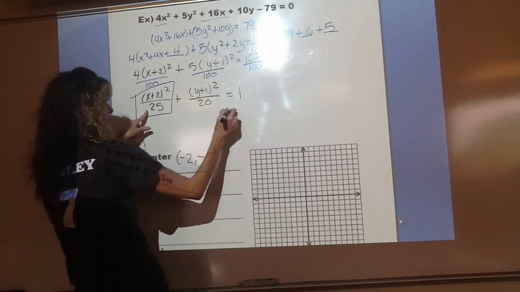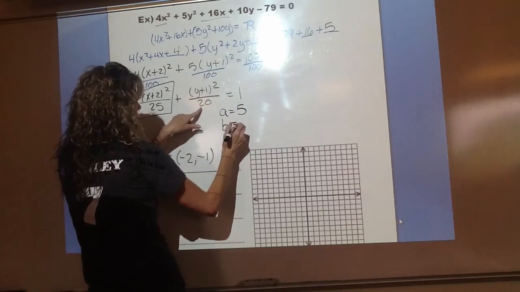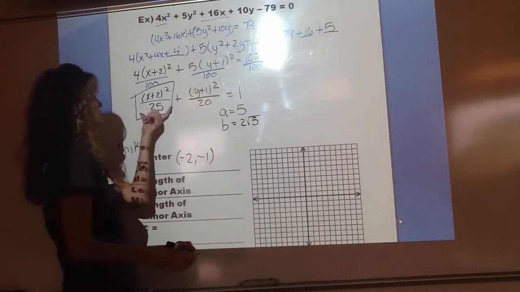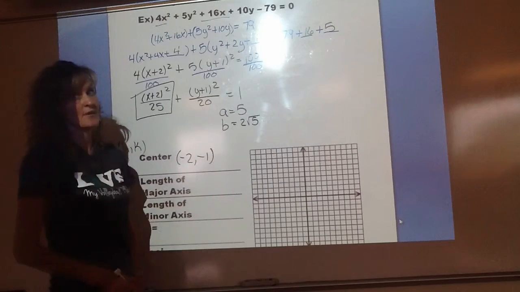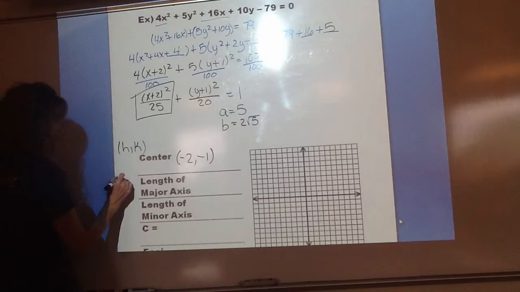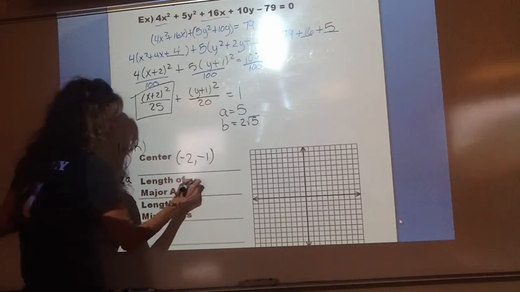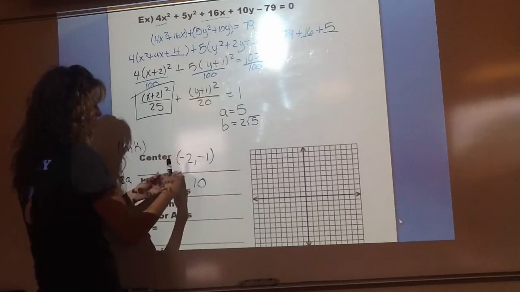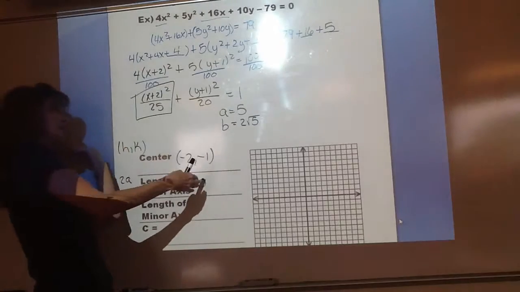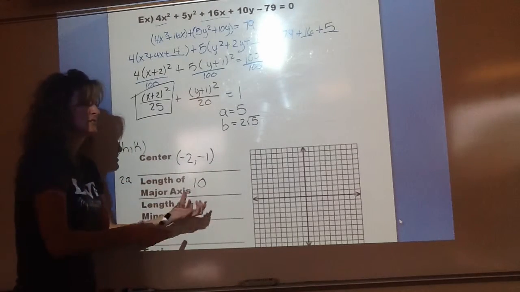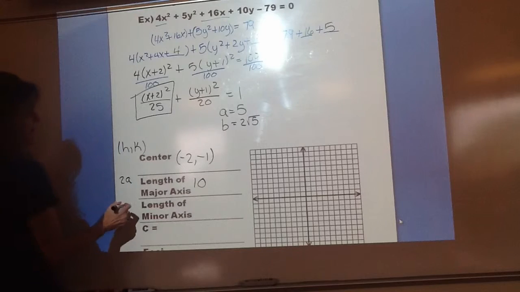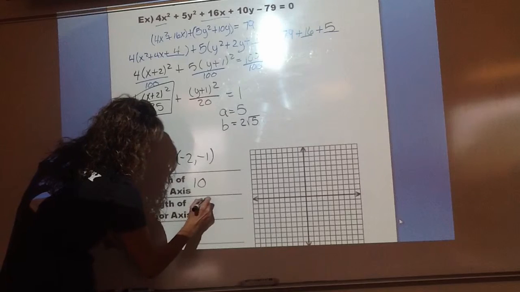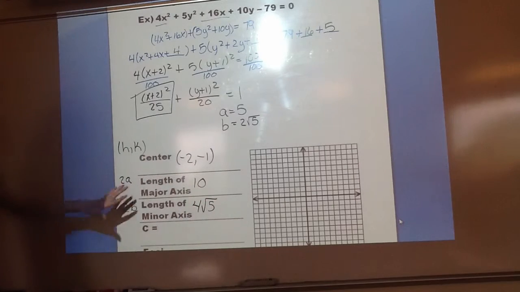A is the square root of the bigger number, so a is 5. B is the square root of the smaller number, so it's 2 square roots of 5. Because the square root of 25 is 5, the square root of 20 is 2 square roots of 5. Okay, so the length of my major axis is 2 times a. So the length of my major axis is 10. So from this center, which goes, by the way, the major axis goes this way, I'm going 5 on this side and 5 on this side, because the center is in the middle of 10, so make sure when you're graphing you do that. All right, the length of the minor axis is 2 times b. Well, 2 times b would be 4 square roots of 5.